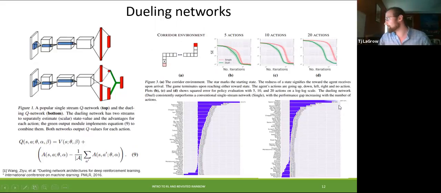So here, I know the numbers are extremely small, I apologize, but I think this is Atlantis as the top game, there's an improvement of 296%, whereas over here it's like 4,000%. And so it's just a different order of magnitude of improvement when you add prioritized experience replay.